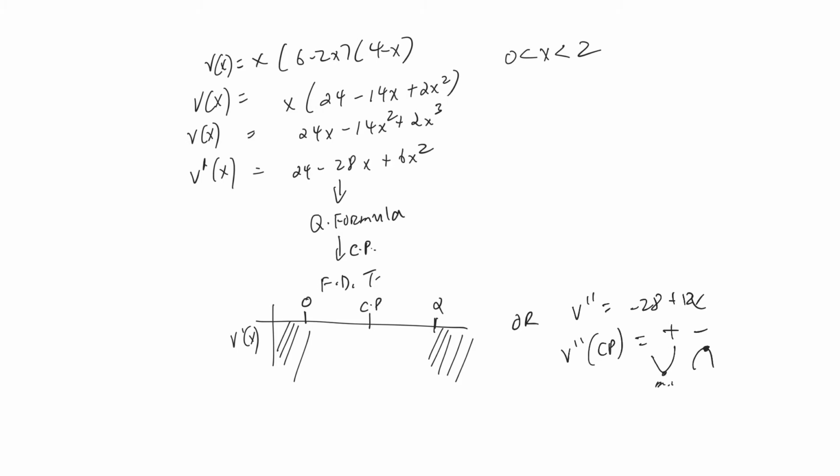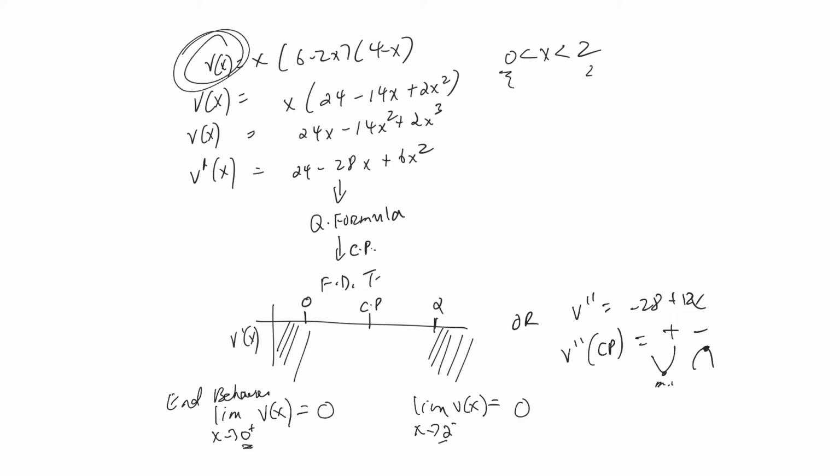After that, don't forget to check your end behaviors. I don't want to call them endpoints because x equals 0 and 2 are not part of it. So check the limit as x approaches 0 from the right and see what happens to the volume, and check the volume as you approach 2 from the left. In this case, you simply sub 0 into the function, and you get a 0. And don't forget to check what exactly the maximum volume is. Put in your critical point and figure out the actual number, and then you're done.